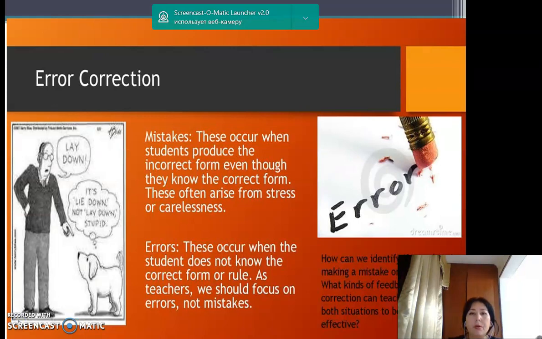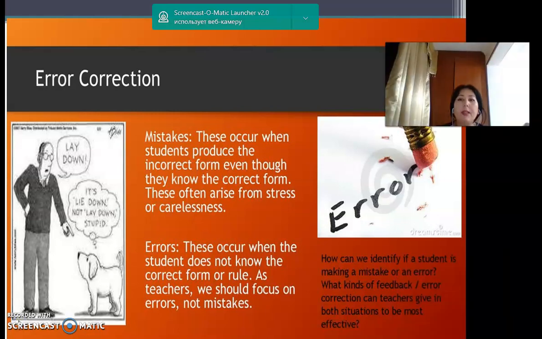Mistakes occur when students produce the incorrect form even though they know the correct form. These often arise from stress and carelessness. Errors occur when the student does not know the correct form or rule. As teachers, we should focus on errors, not mistakes.